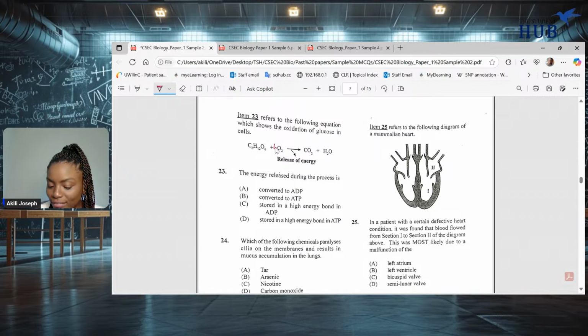Yeah, so we know that we have to stick in some sixes here for a balanced equation. But for 23, it's going to be D, right? The energy that we liberate, it's D. The energy from glucose is used to attach a third phosphate group to ADP. So the energy isn't converted into ADP or ATP, but ADP plus phosphate plus energy from glucose will give you ATP. So it's stored in a high energy bond in ATP.